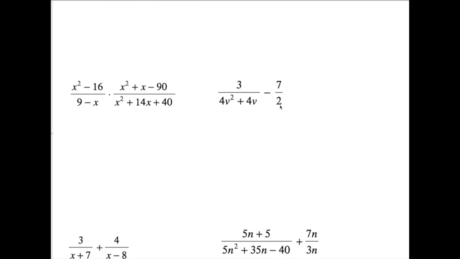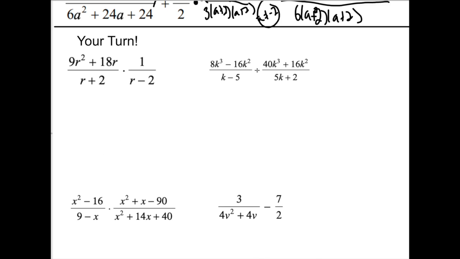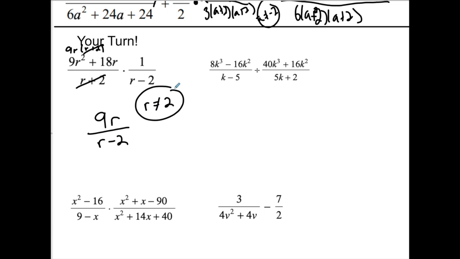Okay, guys, so let's start with the first one. I'm going to multiply across the top and the bottom, but first I need to simplify. So I'm going to take out my greatest common factor of 9r, and what I get is r plus 2, 9r squared, 18r. The r plus 2's cancel, and I get 9r over r minus 2. Excluded value, r is not equal to 2. If you forgot the excluded values, you may want to pause and go back to that.